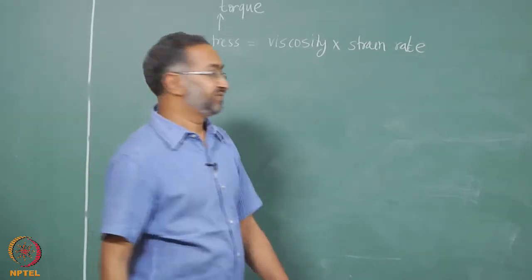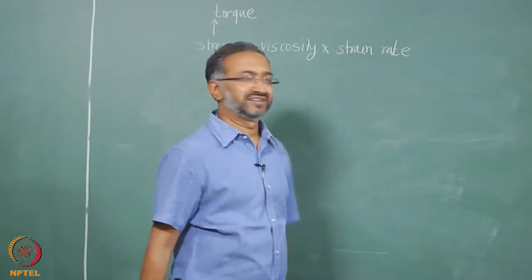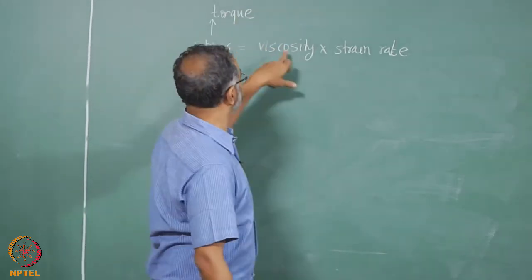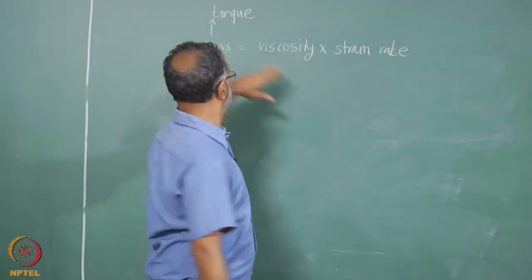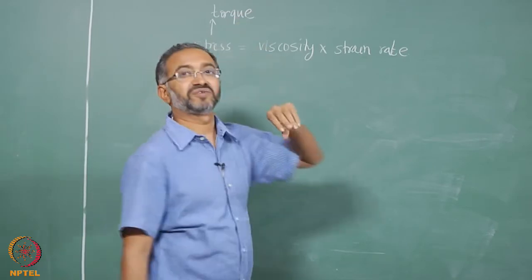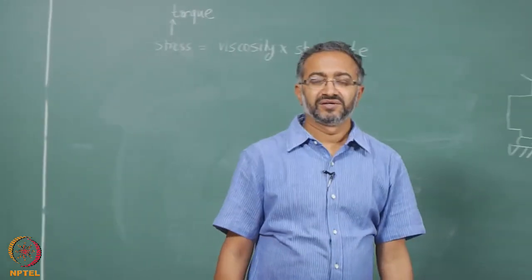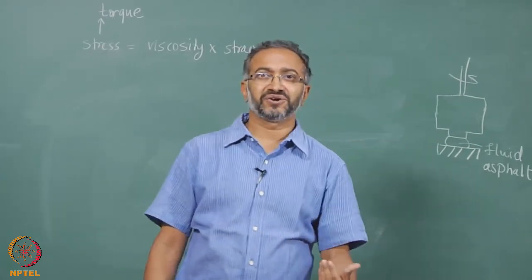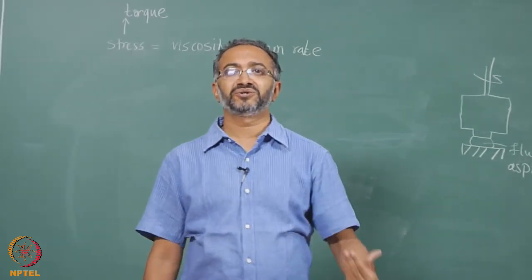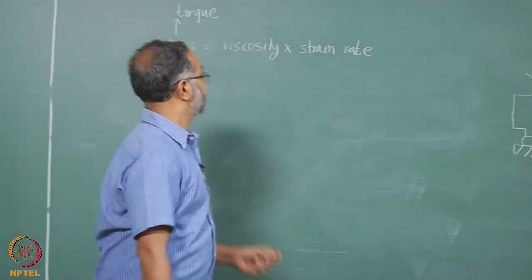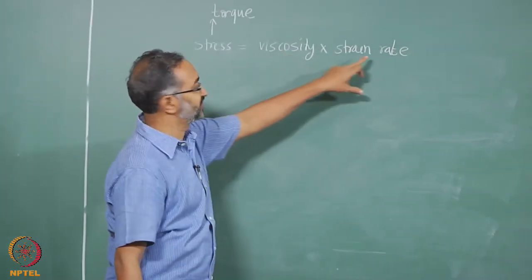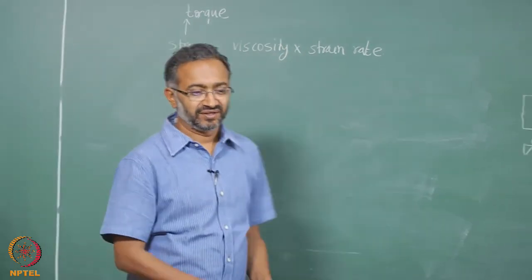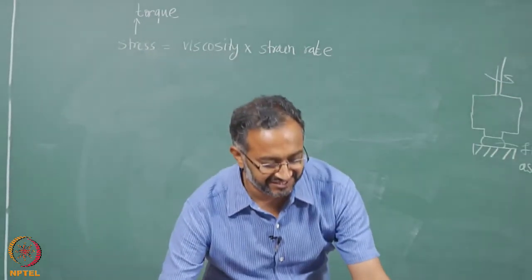So if I test a fluid at higher strain rate, stress will be higher, torque will be higher. Or if I test a fluid of higher viscosity, stress will be larger and torque will be larger. But what if I test a fluid of very low viscosity and at very low strain rate? Then the viscosity is low, strain rate is also low, so the stress will be very low and torque will be very low, which is what can be seen in the left hand side graph.